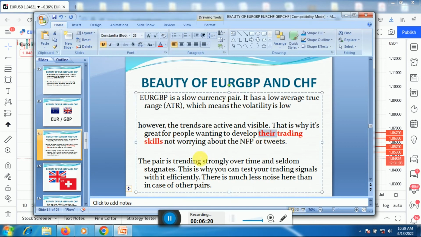So if you want to develop your trading skill, you can trade EURGBP, and you do not have to worry about those NFPs or news events or tweets that are normally posted by people and analysts on social media. So the pair is trending strongly over time and seldom stagnant. It can trend very strong over time, but sometimes it becomes stagnant and ranges. But this is why you can test your trading strategy or your trading signal efficiently.